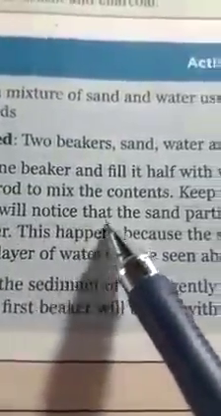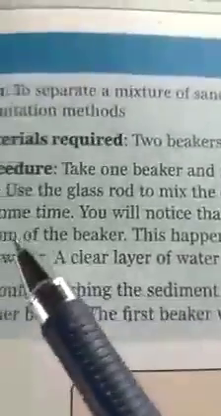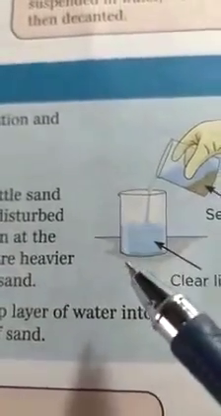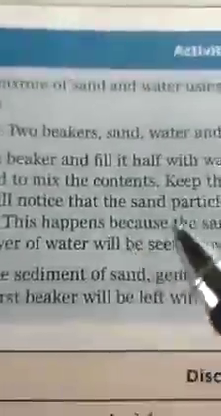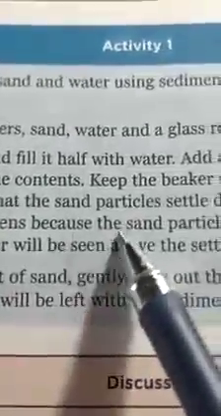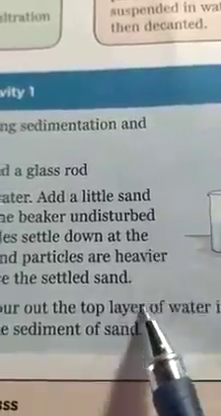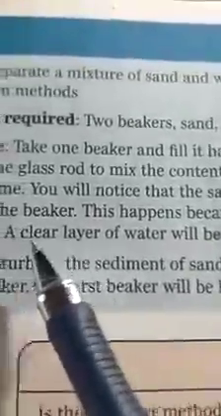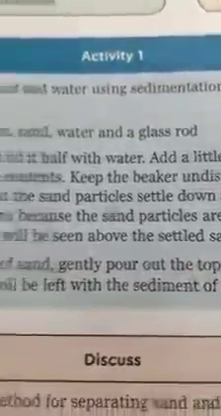You will notice that the sand particles settle down at the bottom of the beaker, because of the sedimentation process. This happens because the sand particles are heavier than the water. We know very well sand particles are heavier, so due to their weight and mass, they settle down. A clear layer of water will be seen above the settled sand.